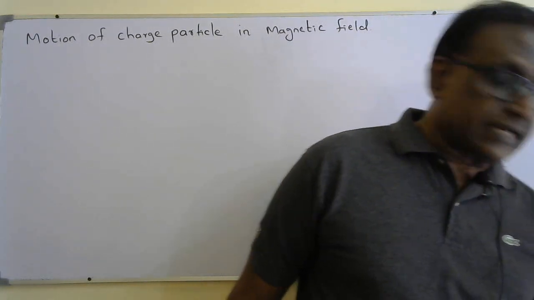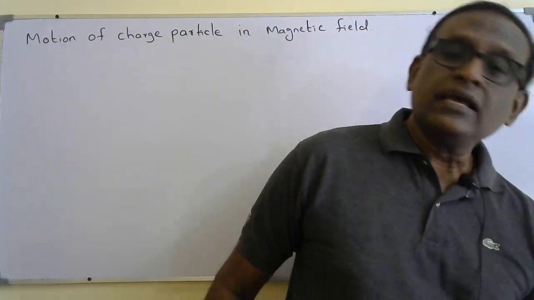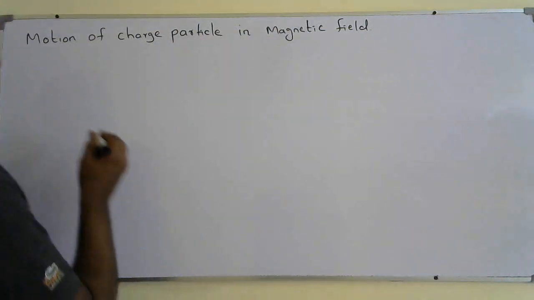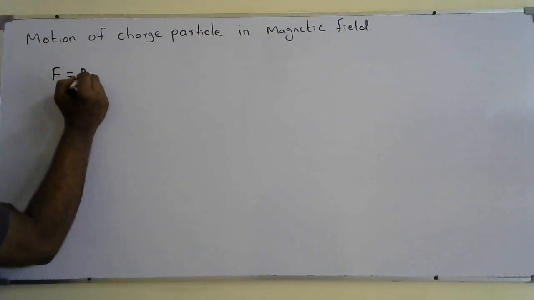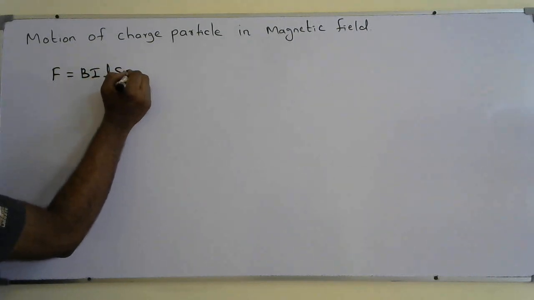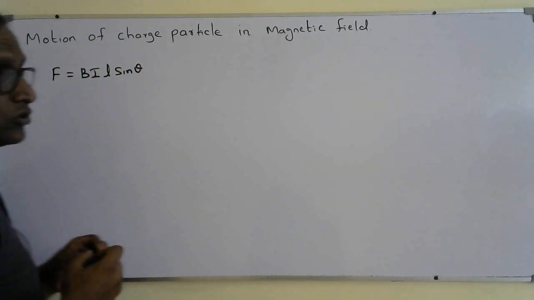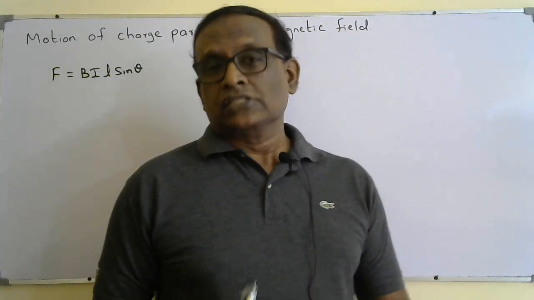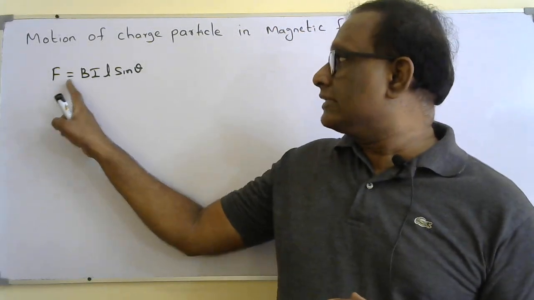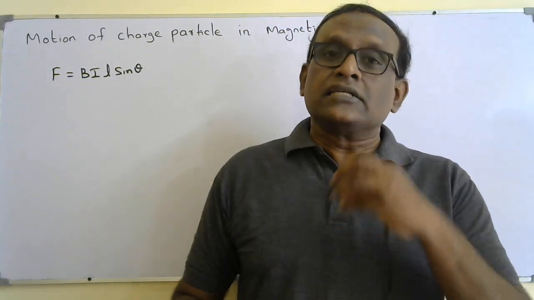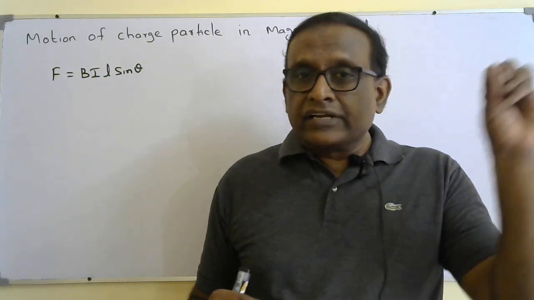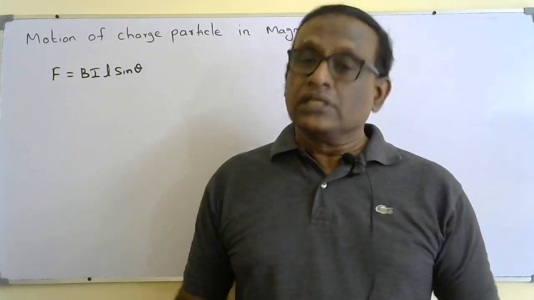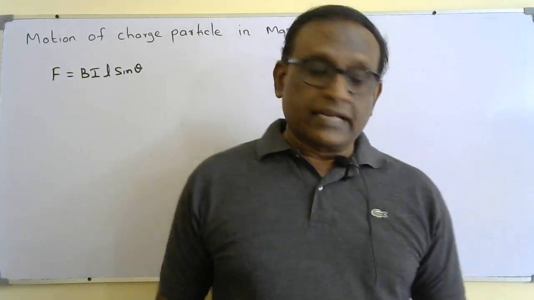Say for example, when a current carrying wire is kept in a magnetic field at an angle theta to the direction of the field line, the force acting on the wire is given by F equals BIL sine theta. So actually this force is acting on each and every moving free electron of the wire. So the total force acting on the wire, which is given by BIL sine theta, is the total force acting on each and every delocalized electron, those in motion that cause the current flow. So that's the force acting on the current carrying wire.